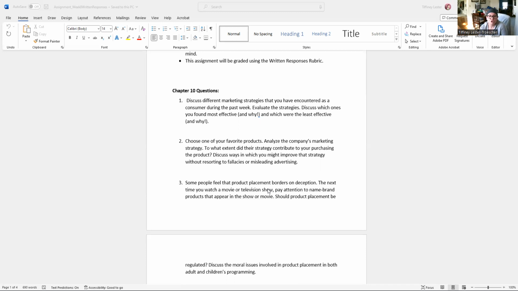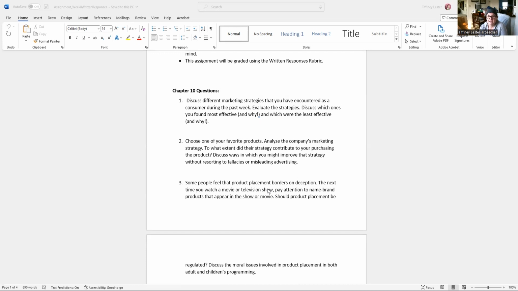Number 2, choose one of your favorite products. And that doesn't have to be like a physical product that you can hold in your hand. Products are anything that companies offer and we can purchase. Analyze the company's marketing strategy. To what extent did their strategy contribute to your purchasing the product? Discuss ways in which you might improve that strategy without resorting to fallacies or misleading advertising.